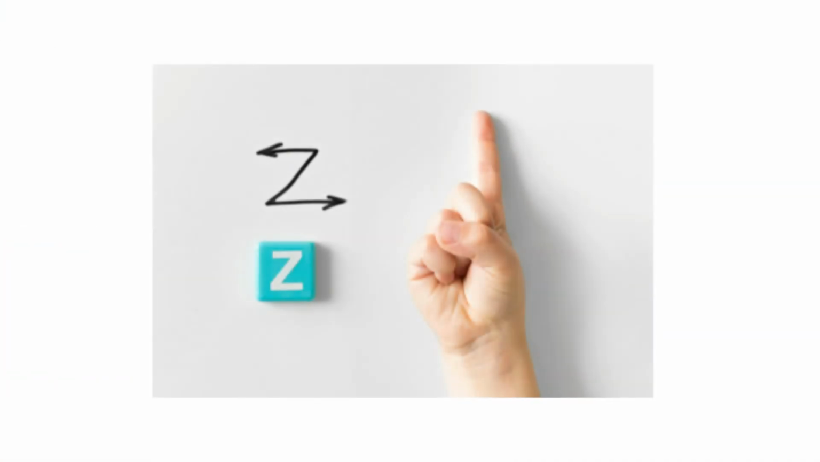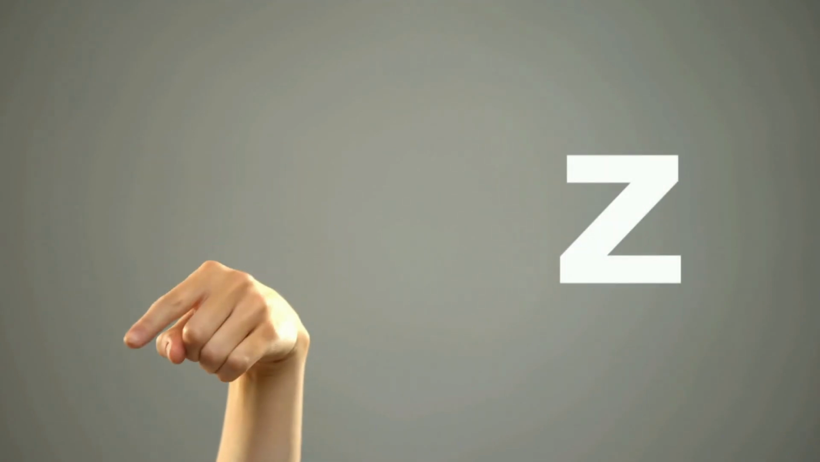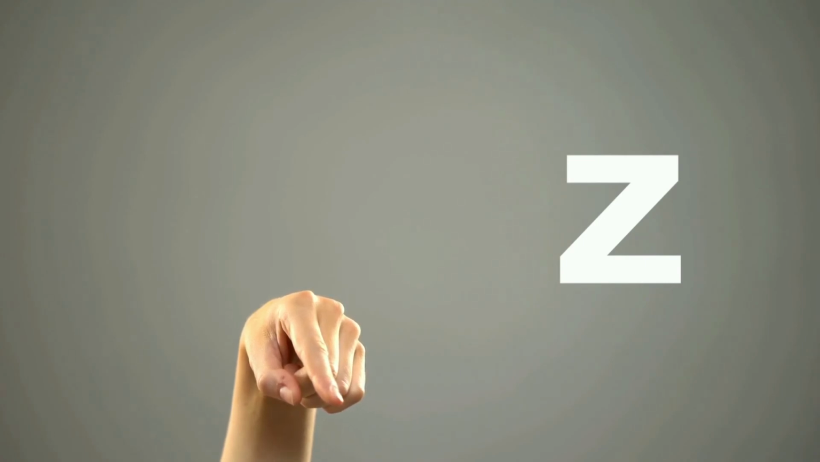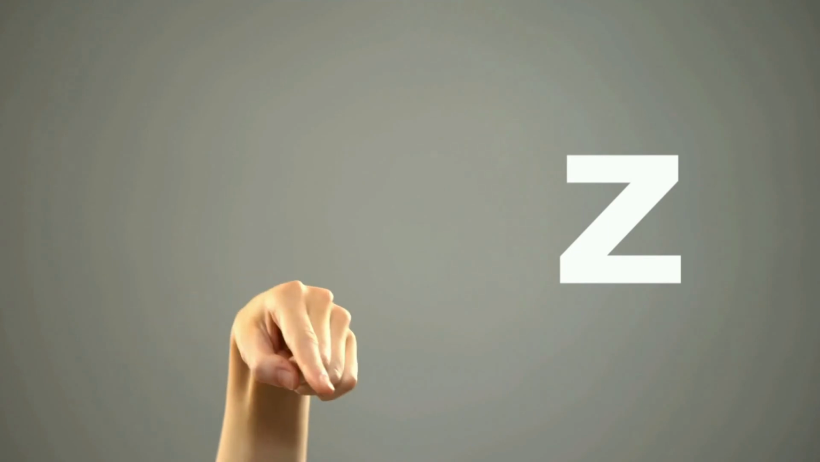To sign the letter Z, your palm should be facing out with all of your fingers in a fist, except for your pointer finger. Then you are going to draw the letter Z into the air by using your pointer finger. Let's take another look at making the Z. Palm out, index finger up, and air draw that Z.